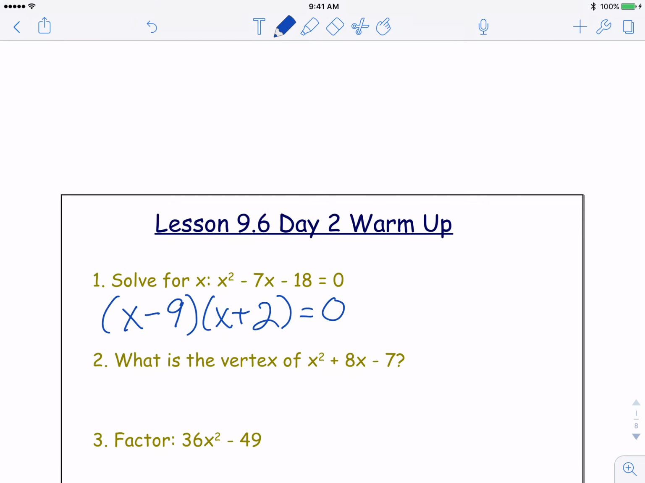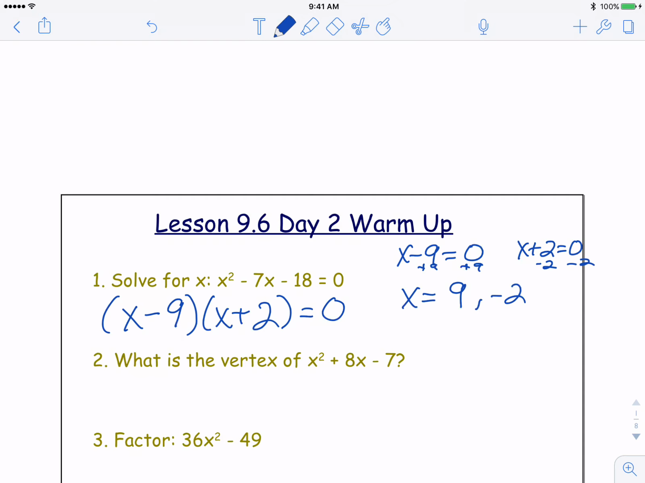Then using that zero product property, if I have x minus 9 times x plus 2 equal to 0, that means one of those two factors is equal to 0. So either x minus 9 equals 0 or x plus 2 equals 0. So I get solutions of x equal to 9 or negative 2, because remember, I'm going to subtract 2 from both sides here and add 9 to both sides here. So that is your second option to do.